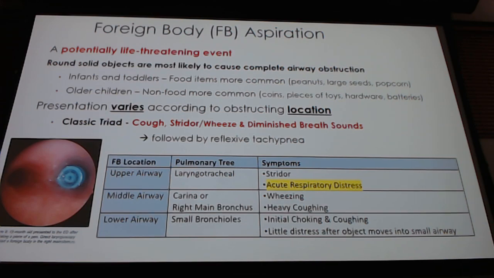Moving up to the middle airway, if it's in the carina, or in that right mainstem bronchus, but still letting air through, it's going to be very irritating. Patients will be coughing. You may even hear a little wheezing when you put your stethoscope on them. And then obviously, if it's in the upper airway, you can hear the air moving around it, but God forbid, the object has lodged itself where the air can't move around, and then the patient goes into respiratory distress.